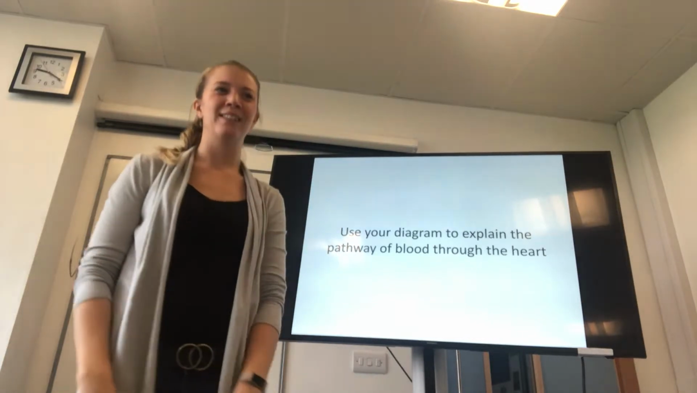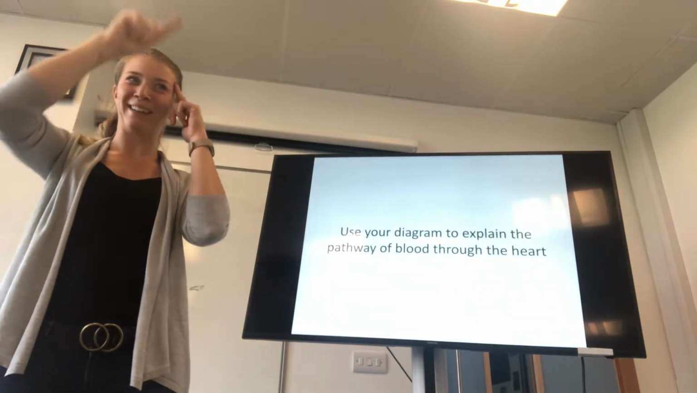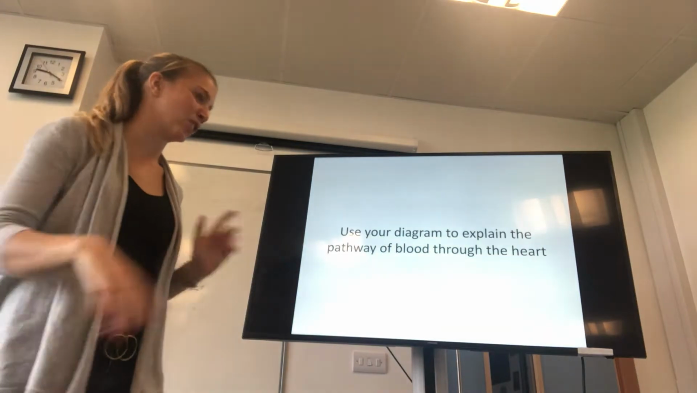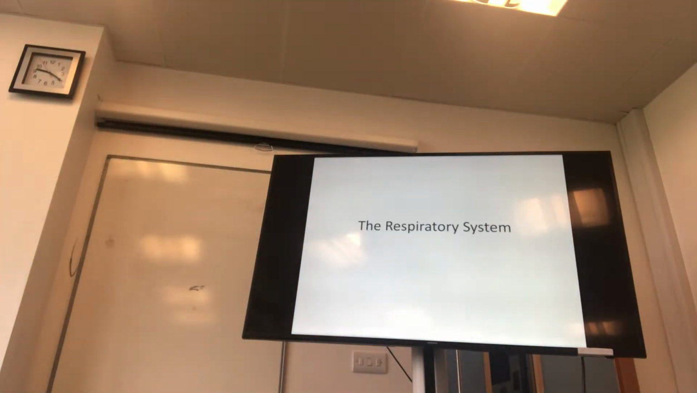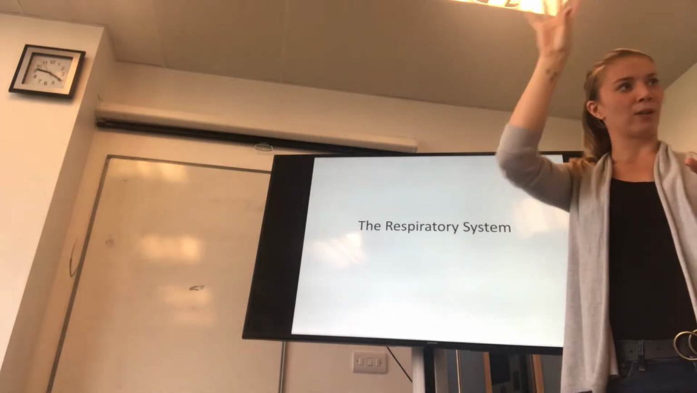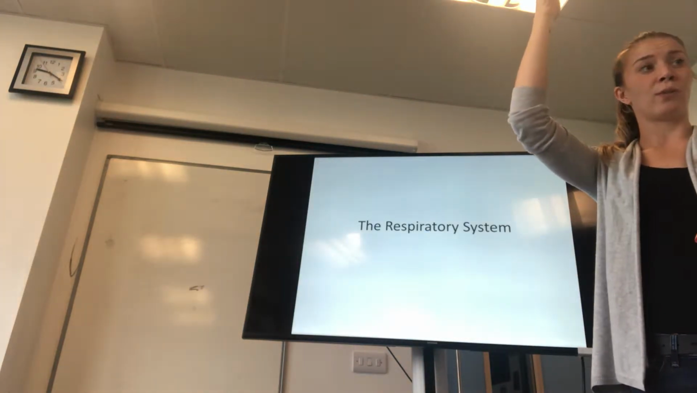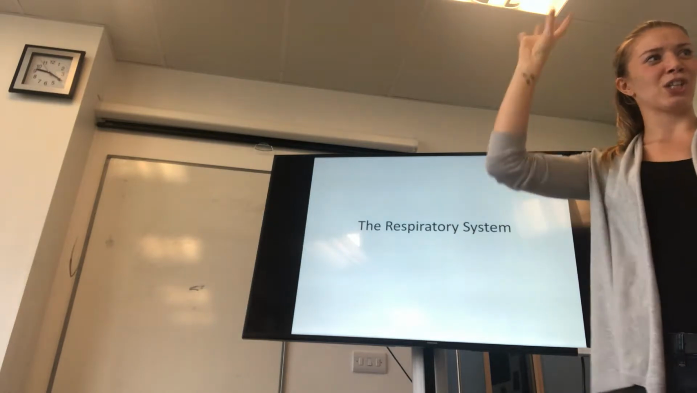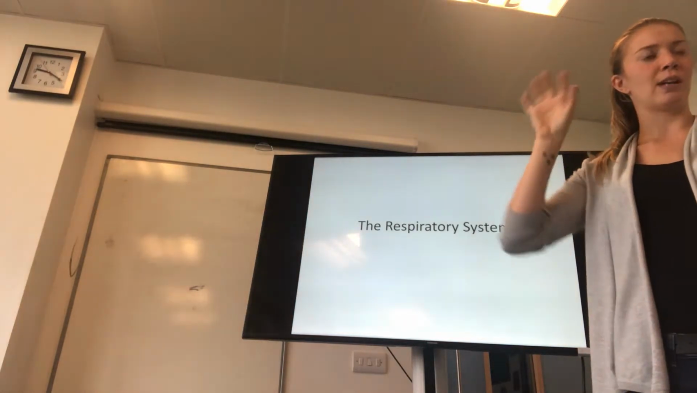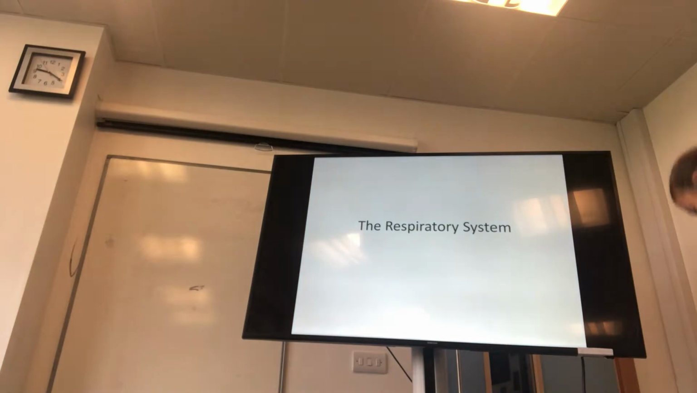Perfect, we've got it. So each time, just picture in your head it going through the heart. It shows that you know all of the heart now. So we have now learnt about the pathway of blood through the heart. We know that it does get oxygen from the lungs and then goes to the rest of the body. But we haven't actually learnt about the lungs and how we get the oxygen. So today we're going to do the respiratory system.